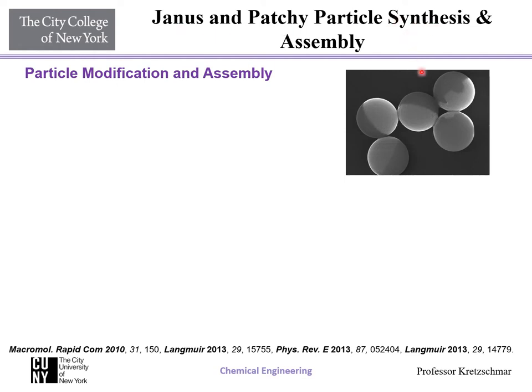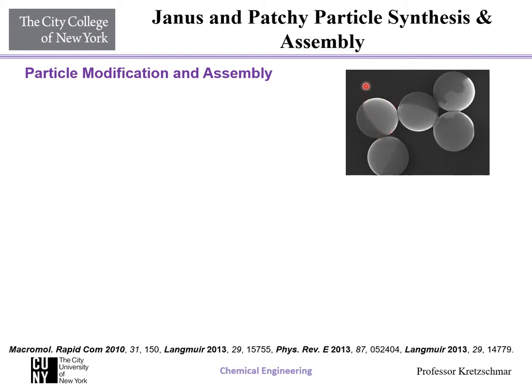What is a Janus particle? Here you see a scanning electron microscope image of Janus particles. They're spherical particles that have a coating on one side of their surface that's different from the base particles. So for example, the base particle here is polystyrene and the coating is iron oxide.